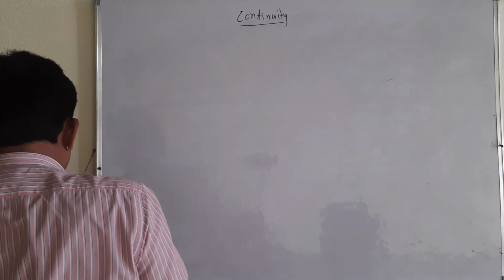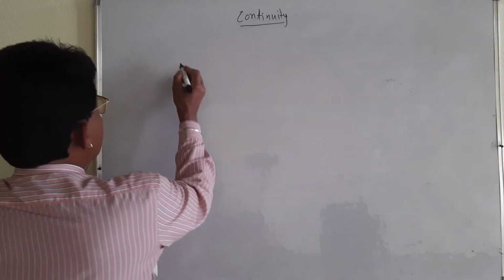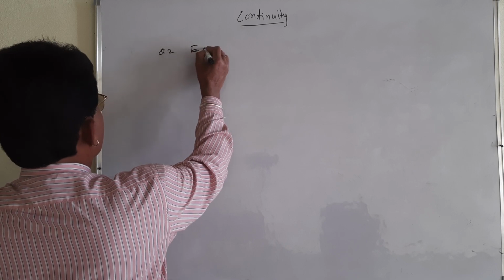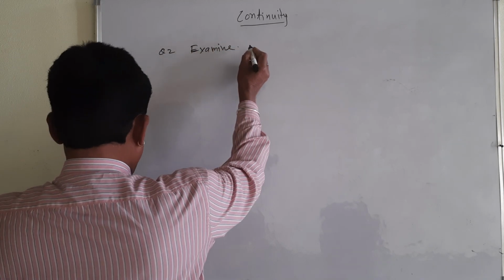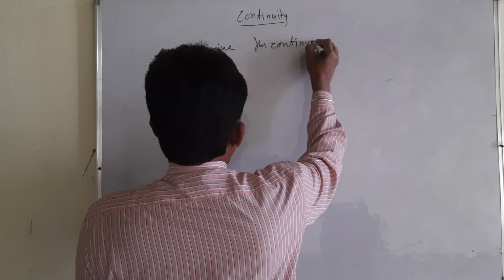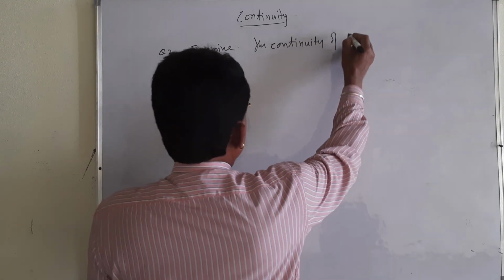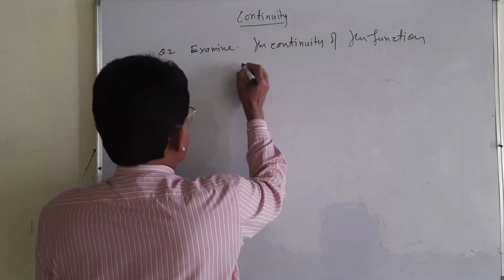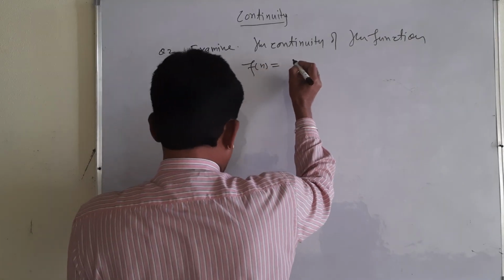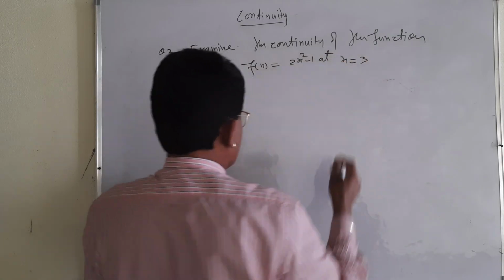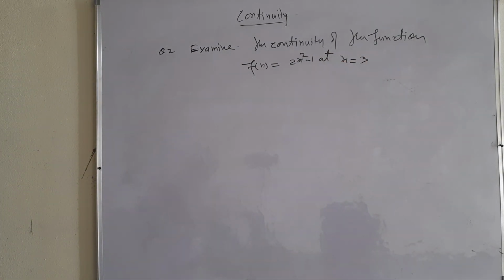I am taking question number 2, which is: examine the continuity of the function. What is the function? Similar kind of question is there, but I am taking it so that you will be comfortable to understand: 2x square minus 1 at x is equal to 3. This is a very easy question. Very easy question. Similar kind of thing.